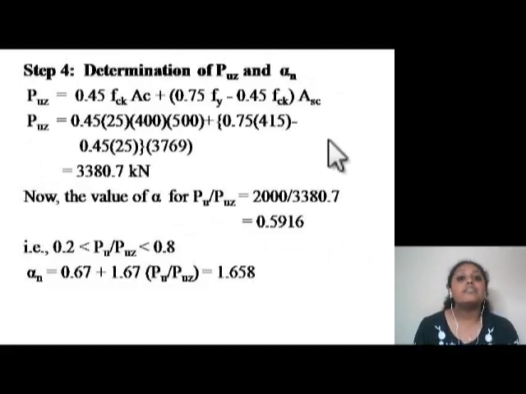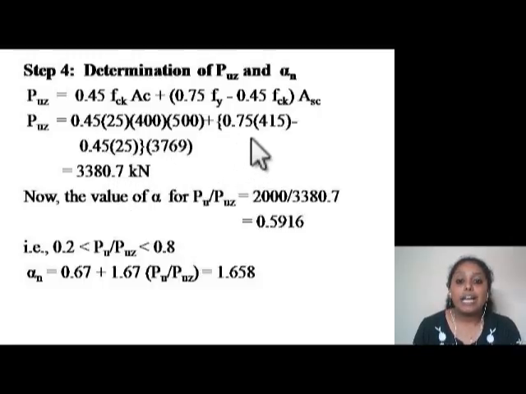The next step is the determination of PUZ and alpha N. We know the equation of PUZ and also the ASC. AC we are finding as 400 into 500, that is BD, and ASC also we know, everything, FY and FCK. Just substitute in the equation 0.45 FCK AC plus 0.75 FY minus 0.45 FCK into ASC. We will get the answer as 3380.7 kilonewton.